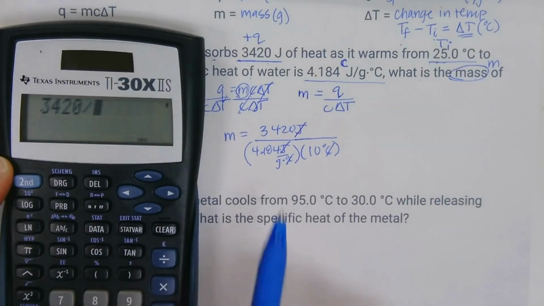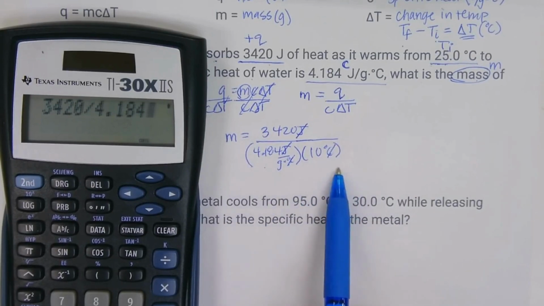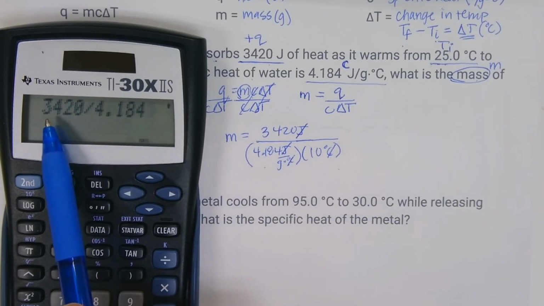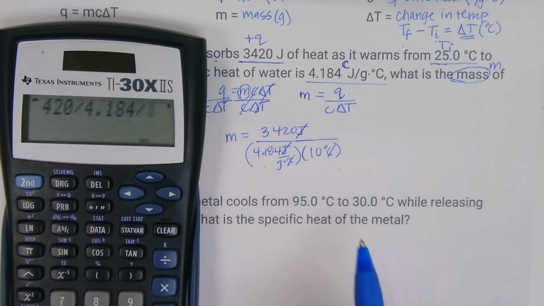3,420 divided by 4.184. Now right here, a lot of students will want to hit multiply. Unless you put the denominator in parentheses, it's going to multiply the 10 by the first number you put in. So to make it easy on yourself, just hit the divide button again. So then divided by 10.